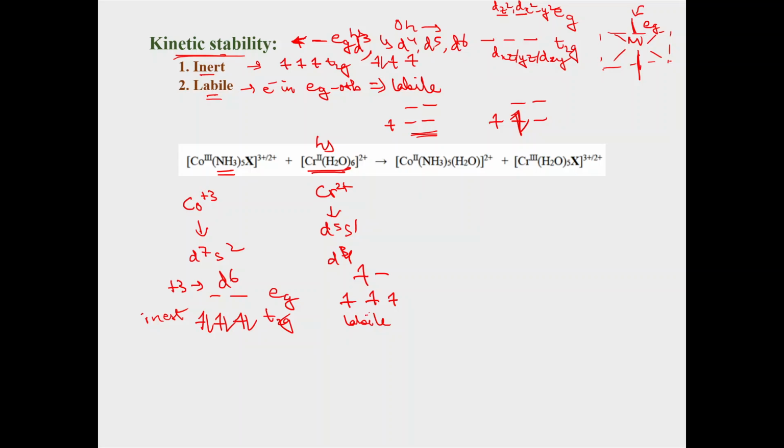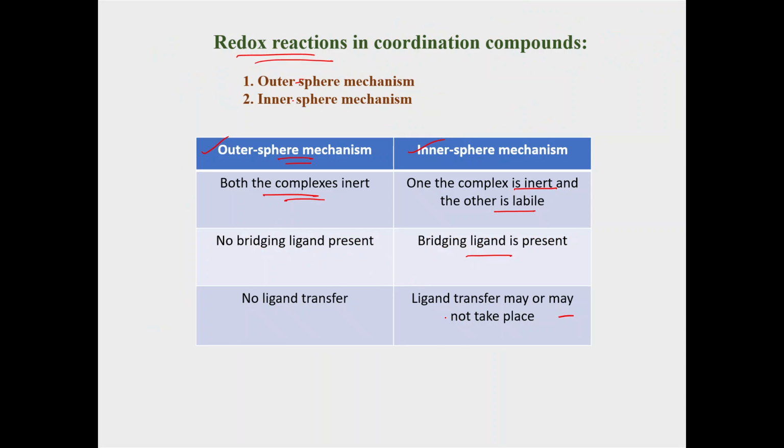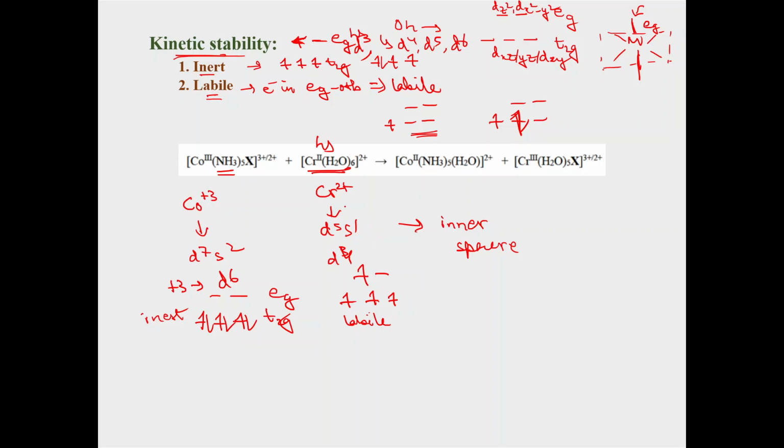So this is one factor by which we can say that this redox reaction is going via inner sphere mechanism. And the other way by which we can be sure that this is going via inner sphere mechanism is that I told you that if ligand transfer is taking place, that means it is going via inner sphere mechanism. So here we can see that first this X was coordinated to cobalt, whereas after the reaction, this X is coordinated to chromium. So ligand transfer is taking place. Hence, this reaction is going via inner sphere mechanism.